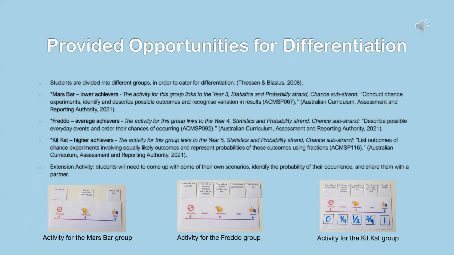Students within the Freddo group will be provided with a range of scenarios and will need to identify the probability that they will occur as either certain, likely, even chance, unlikely, or impossible, linking to the Year 4 statistics and probability chance substrand. Students within the KitKat group will need to do the same thing as the Freddo group. However, they will also need to represent the probability of the scenario using fractions. This links to the Year 5 statistics and probability chance substrand. If students finish their work early, they will be required to come up with some of their own scenarios, identify the probability of their occurrence, and share them with a partner. This activity could have been further differentiated by making the scenarios slightly more challenging as the ability level of each group increased.